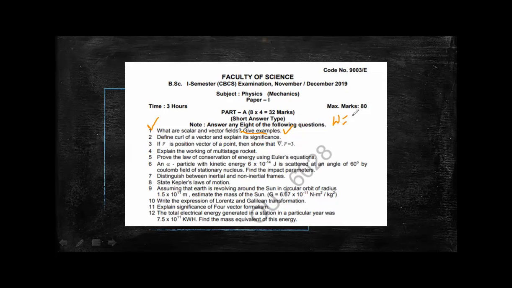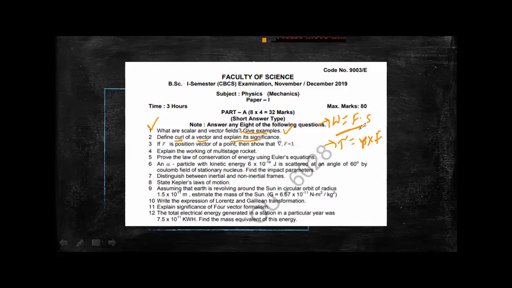Examples: we already gave many examples. Work done is F dot s, which is a scalar. Torque is r cross F, which is a vector field. These are examples for scalar and vector fields. That's it. Coming to the next: define the curl of a vector and explain its significance.